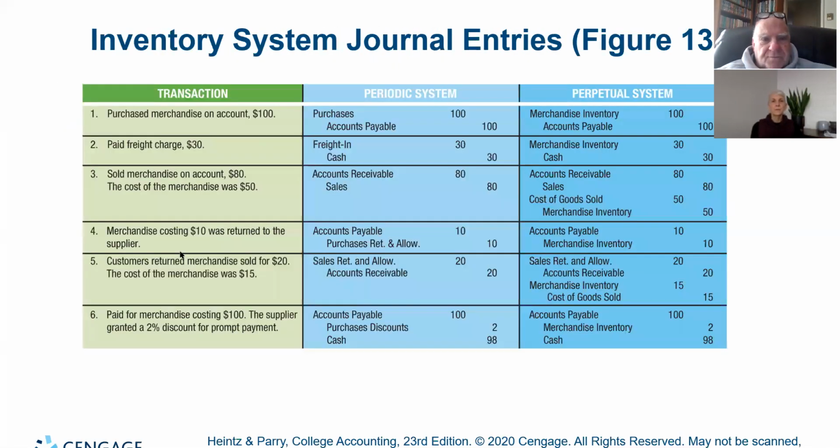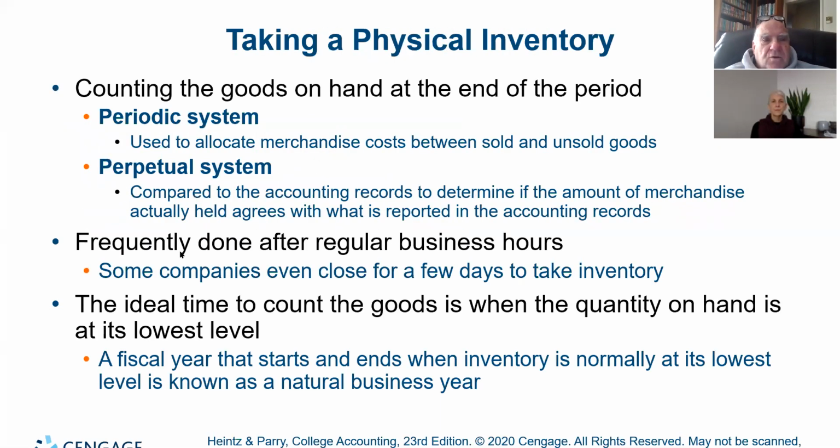Taking a physical inventory. Counting at the end of the period, you must do it under the periodic system. And it's used to allocate merchandise costs between sold and unsold goods. That's all the periodic gives us, Lori. It tells us at the end of the month, we have $1,000 available for sale. We had 10 books at the beginning, we purchased 90 more. That's 100. And then we count and we find out we have 40 books left, meaning we sold 60, okay?